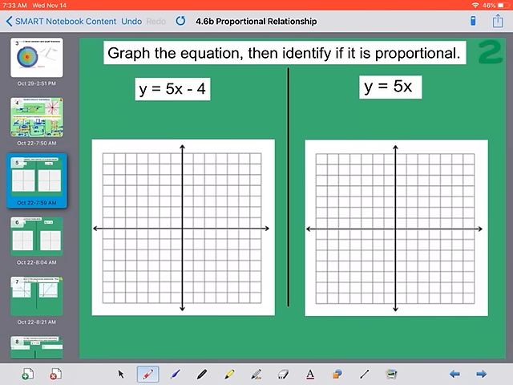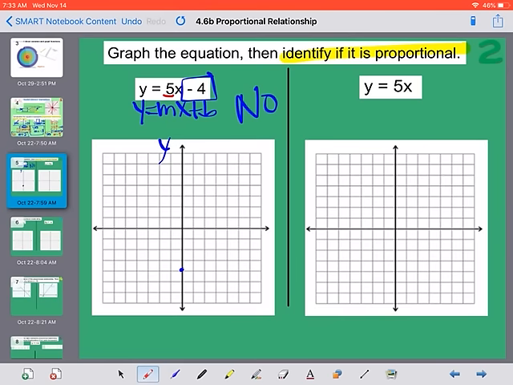So here, we just want to review graphing a couple equations and then identify if it is proportional. You could probably identify if it's proportional before even graphing it, because this one, y equals mx plus b, b is a -4. 1, 2, 3, 4. We're beginning on our y-axis at -4. That's not 0. So no, this is not proportional, but we still need to graph it.